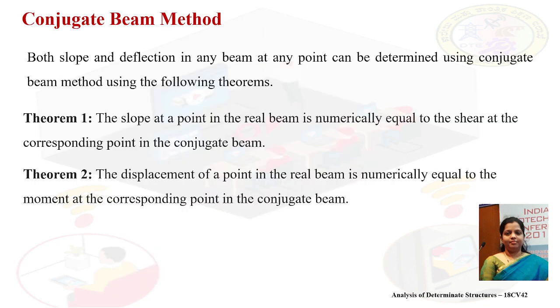Both slope and deflection in any beam at any point can be determined using the conjugate beam method using the following theorems. Theorem 1: The slope at a point in the real beam is numerically equal to the shear at the corresponding point in the conjugate beam. Theorem 2: The displacement of a point in a real beam is numerically equal to the moment at that corresponding point in the conjugate beam.